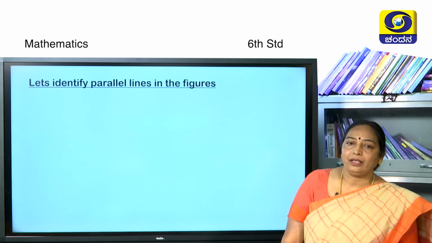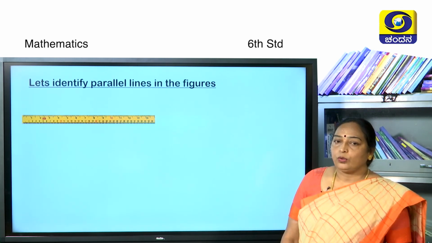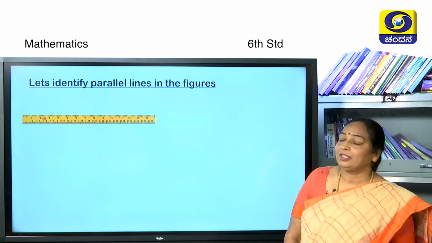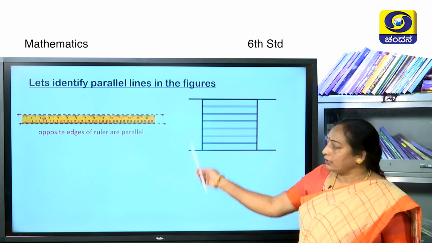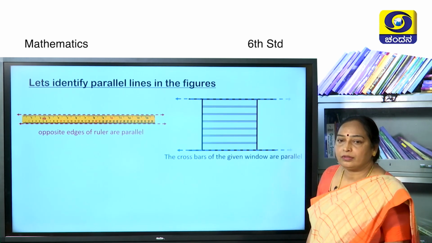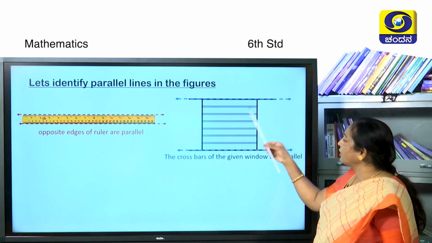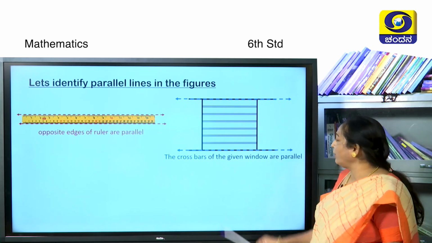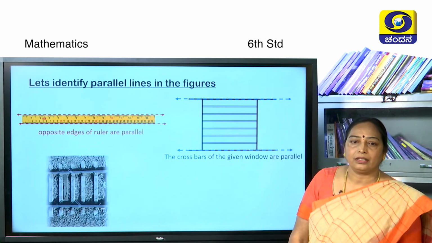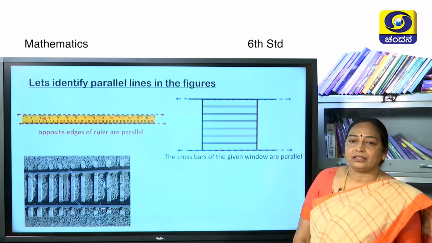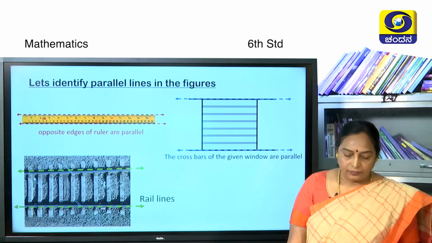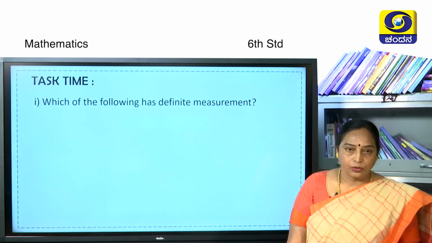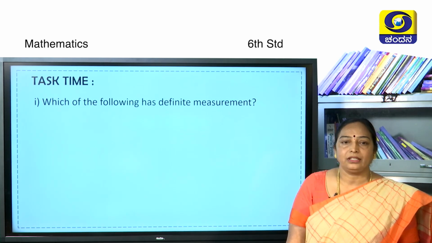Let us identify parallel lines in the figures. Look at this ruler or a scale. In this ruler, the two edges are parallel. It is a window. The crossbars of the given window are parallel. Railway lines are always parallel. Children, you are very curious, now it is task time.